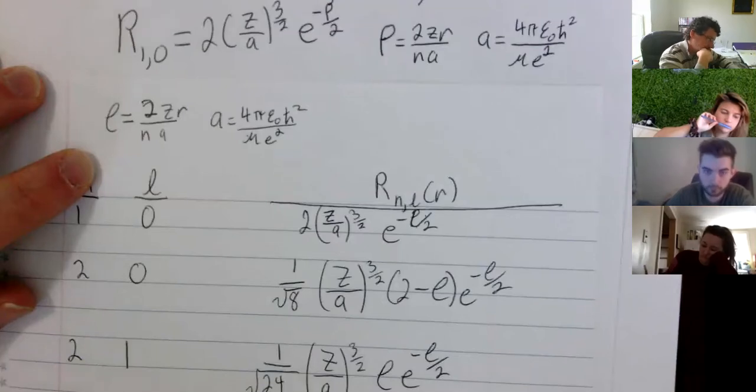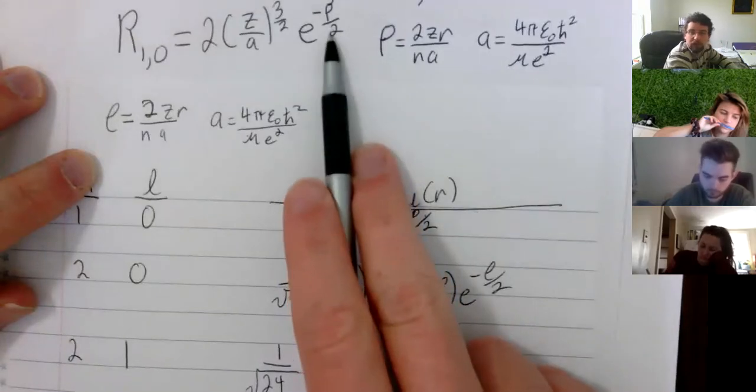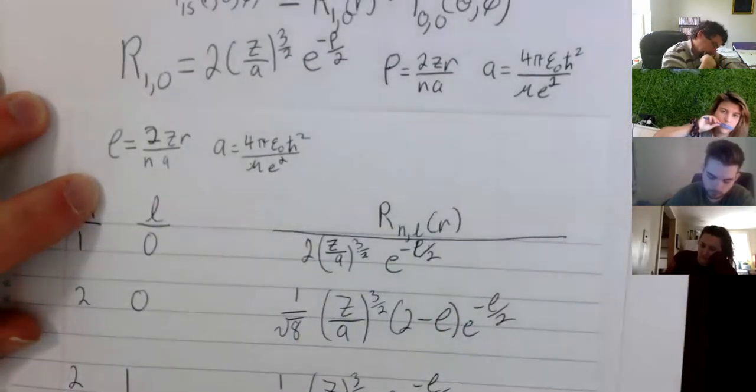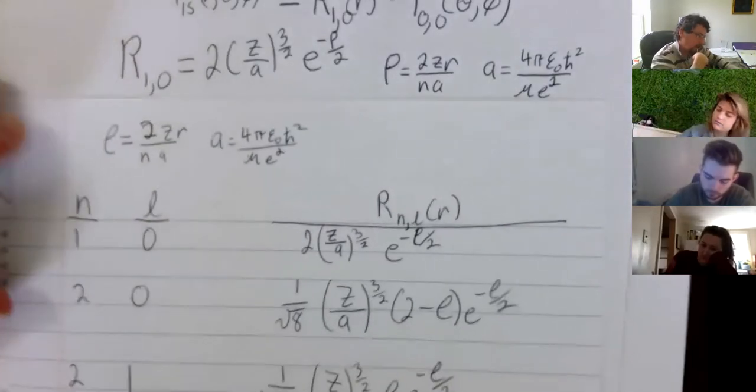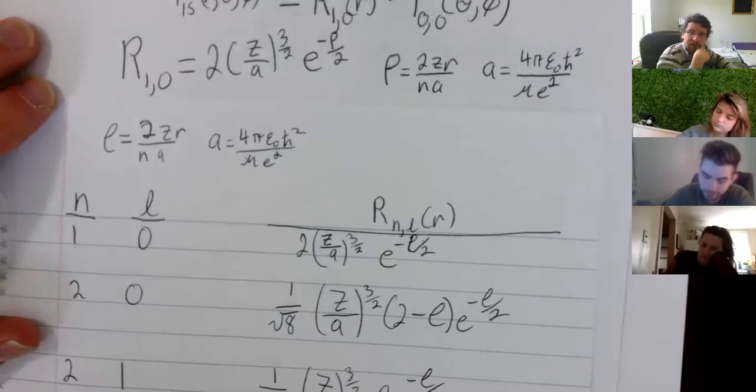That's e to the negative rho over 2. Yep, rho over 2. Okay, so we've got to solve for these things, right?